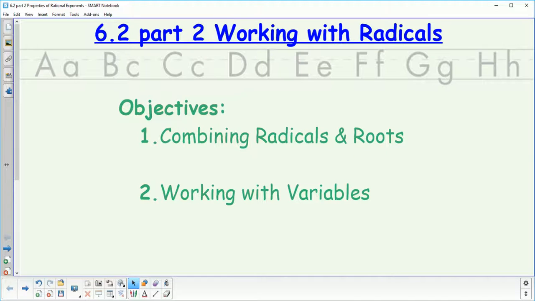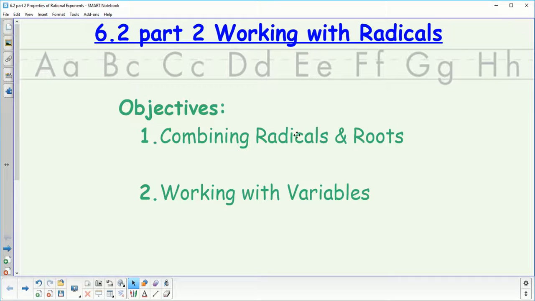Alright, Common Core Algebra 2. So here we are for 6.2 Part 2 now. It's going to be kind of an extension of Part 1, obviously, and it's going to be mostly about working with radicals. We're going to go back to roots and the index things, and don't forget about your rational exponents that we talked about in 6.1.